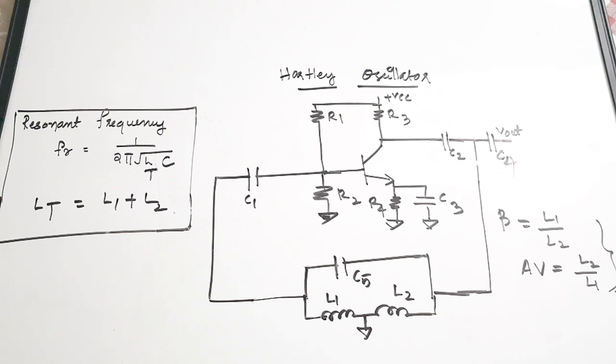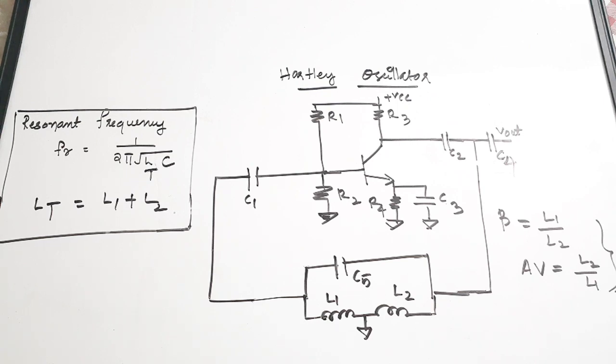So this is the circuit of a Hartley oscillator, and here the feedback factor beta is equal to L1 by L2, and for sustained oscillations, or for satisfying the Barkhausen criterion, AV should be equal to L2 by L1. So this is a Hartley oscillator and this is the circuit diagram.